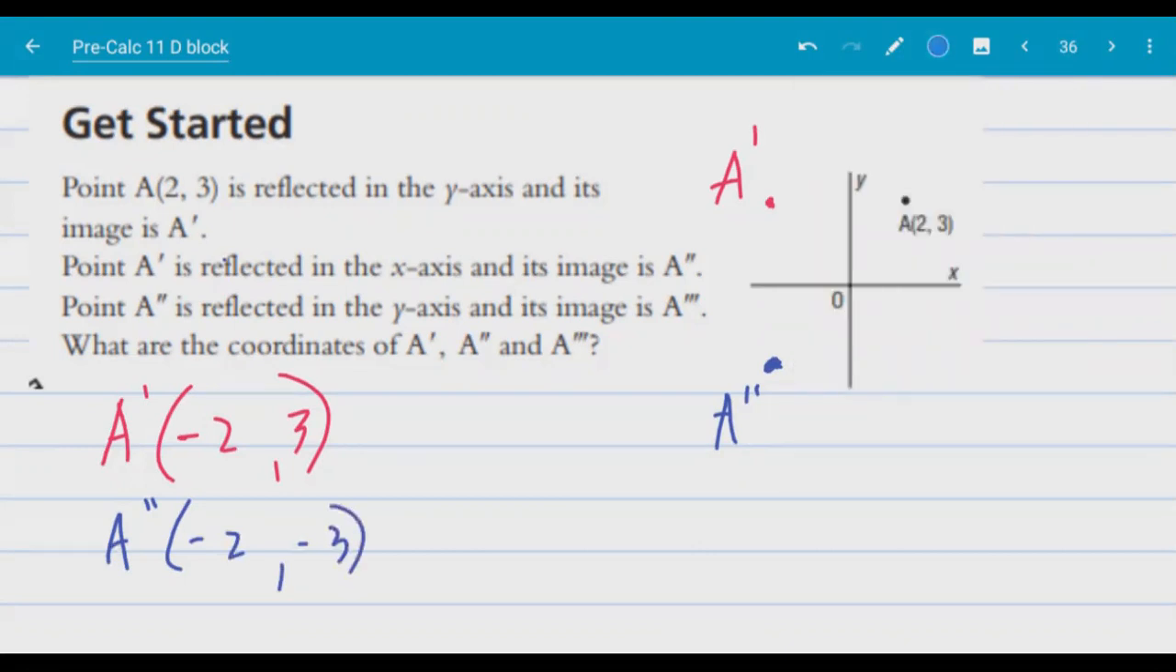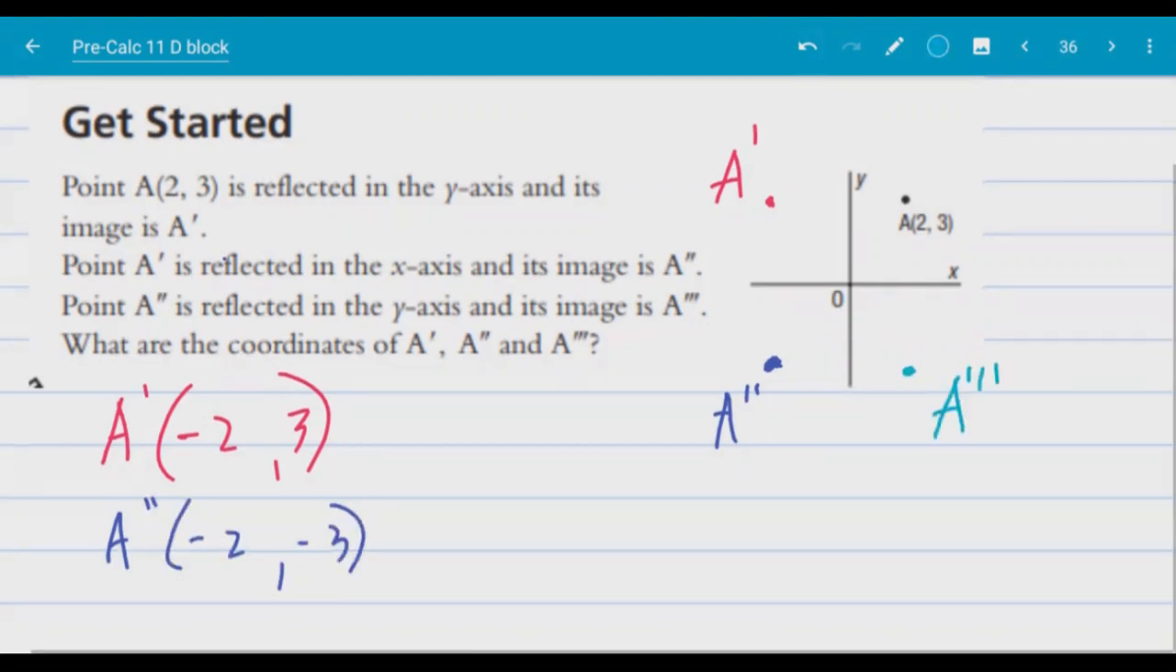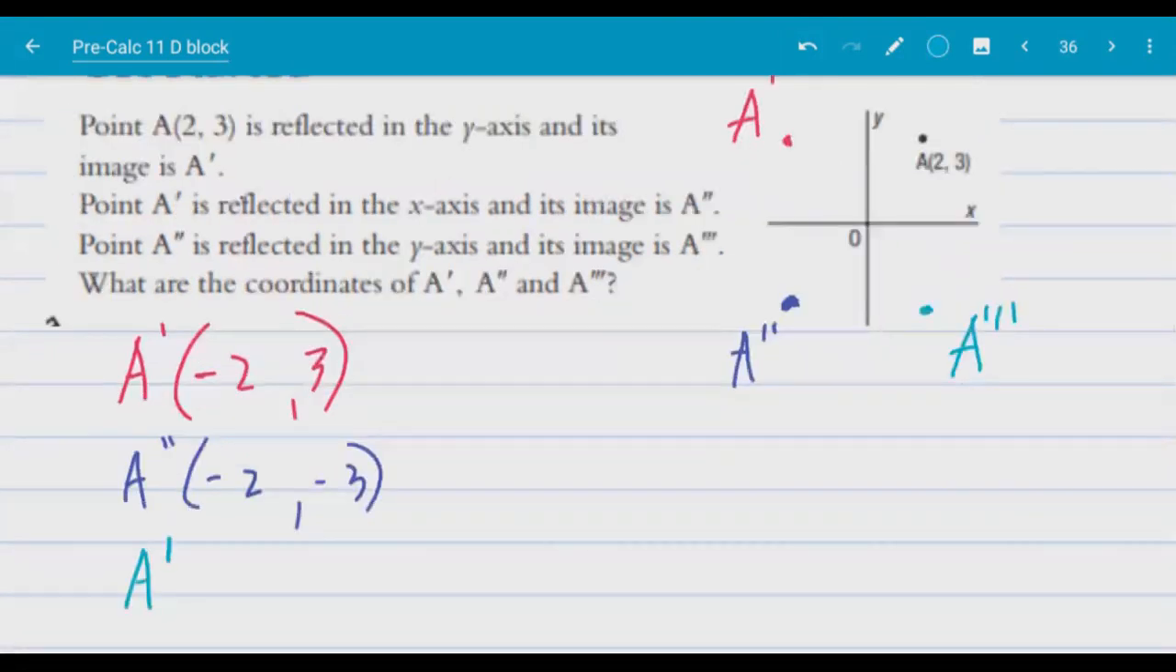So the next one, it is an A triple prime, and that would be to reflect A double prime in the y-axis. So it's probably somewhere here. So that would be A triple prime. And A triple prime would have what coordinates? It is now to the right of the origin, which means it's +2, but then it's still 3 below, all right? Are we good at that? Okay.